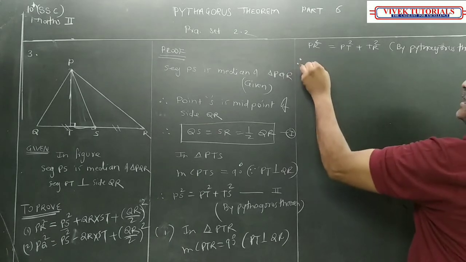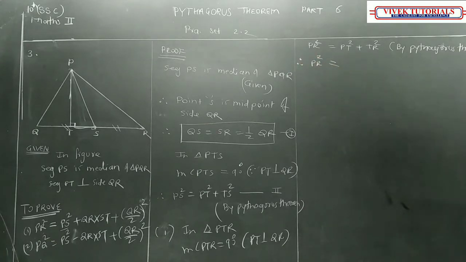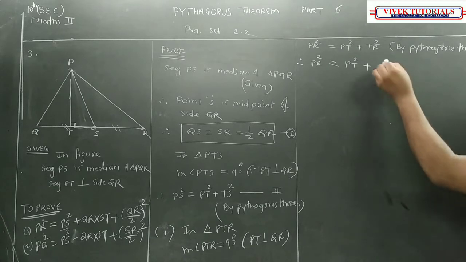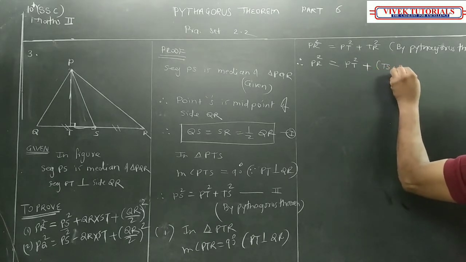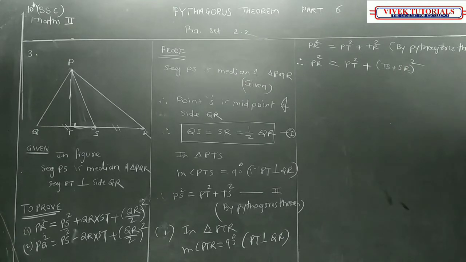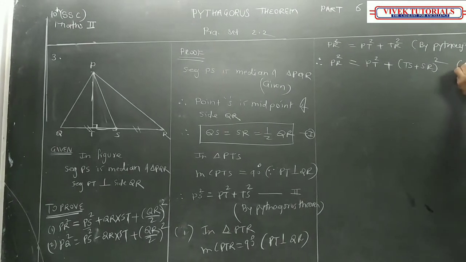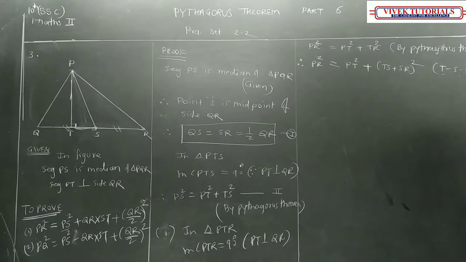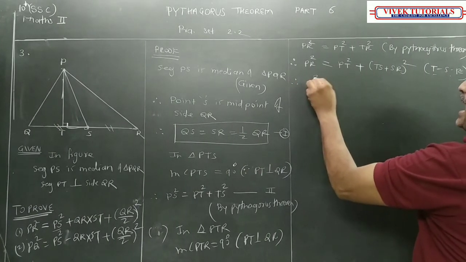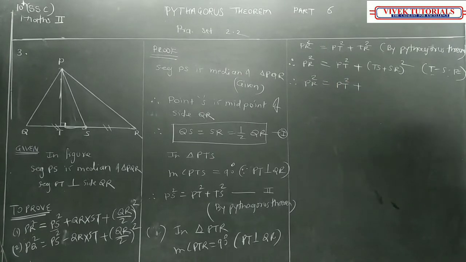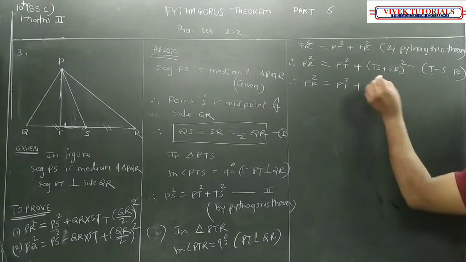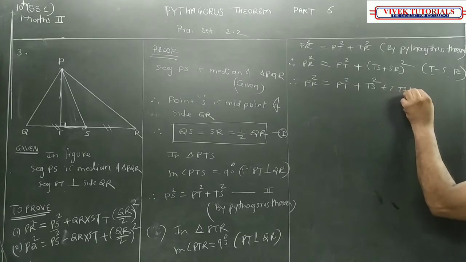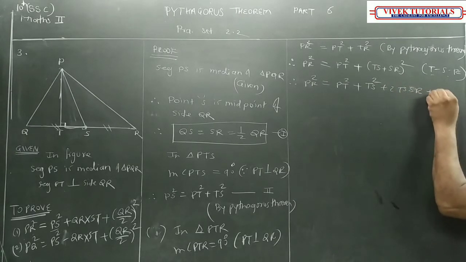Therefore, PR square is equal to, we are going to write PT square only, plus instead of TR square, I can write TS plus SR the whole square. Reason is T, S and R are such that S lies between T and R. Therefore, PR square is equal to PT square plus, here you are going to apply A plus B the whole square formula. So TS square plus 2 TS into SR plus SR square.